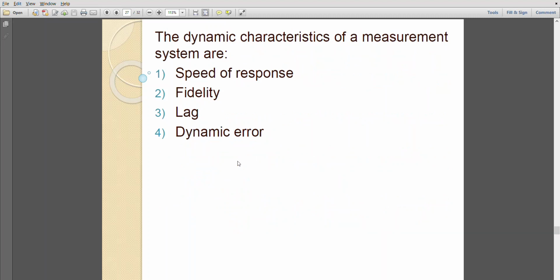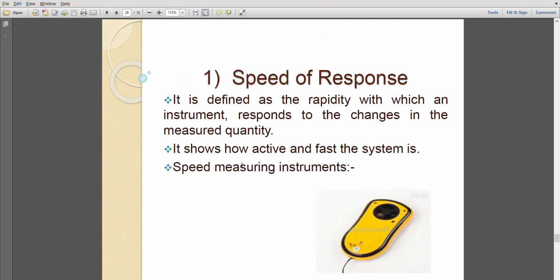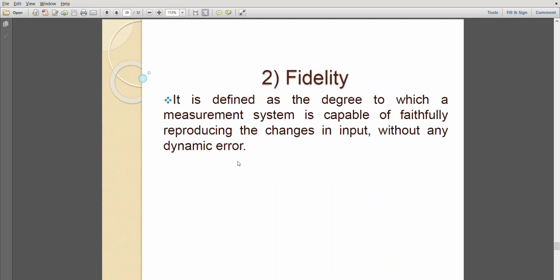So what are the different dynamic characteristics of measurement? Speed of response, fidelity, lag, dynamic error. Speed of response is defined as the rapidity with which an instrument responds to changes in the measured quantity. It shows how active and fast a system is. So this gives the speed of measuring instruments. Fidelity is defined as the degree to which a measurement system is capable of faithfully reproducing the changes in the input without dynamic error.